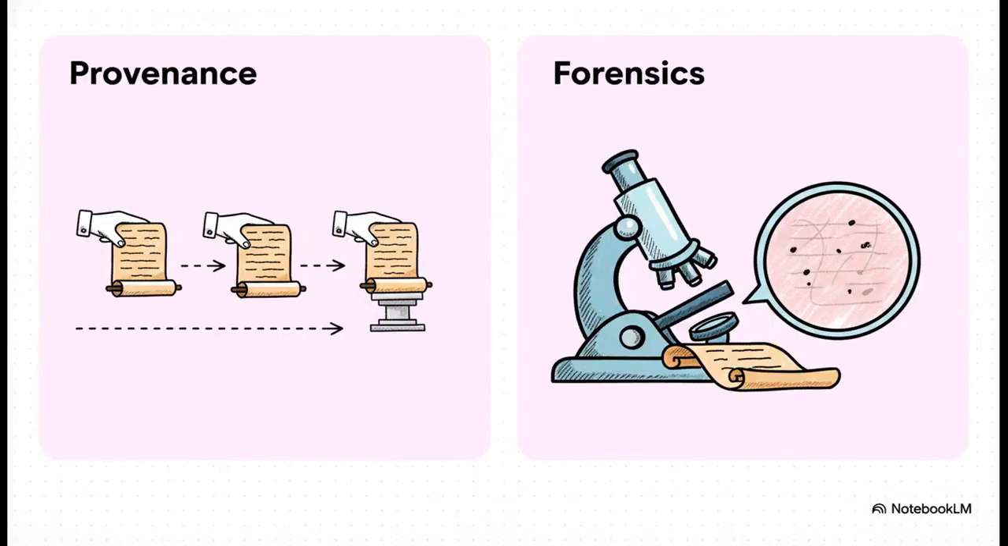So let's just lock this in. It really boils down to two simple questions. Provenance asks, where did it come from? And forensics asks, what is it made of? It's the history of the object versus the science on the object. Okay, now that we have our toolkit, let's see what happens when we apply it to our case studies.